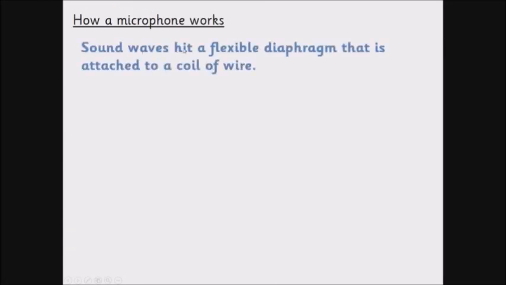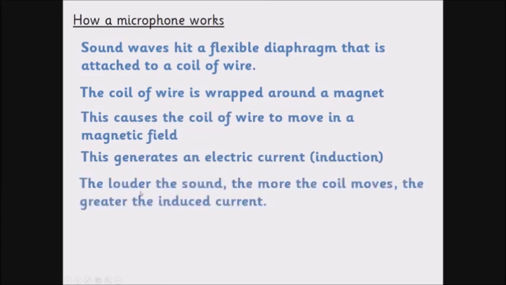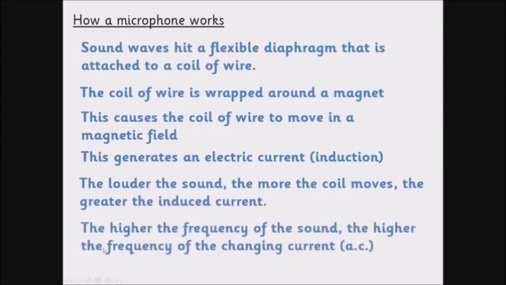So just to finish, in summary, how a microphone works: sound waves hit a flexible diaphragm that is attached to a coil of wire. The coil of wire is wrapped around a magnet. This causes the coil of wire to move in a magnetic field, and we know that this generates an electric current, which is called induction. And the louder the sound, the more the coil moves, the greater the induced current, and the higher the frequency of the sound, the higher the frequency of the changing current that is produced. Okay, so again, it's all using the idea of movement of a coil of wire in a magnetic field.